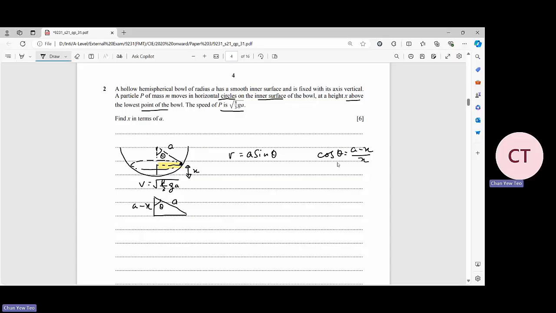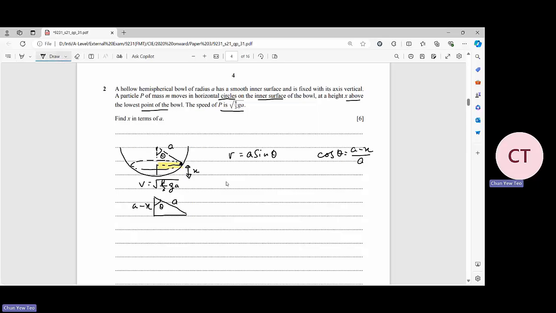Whether this information is useful or not, we are not so sure. But it's okay. We just write it down first, just in case we need to use it later.